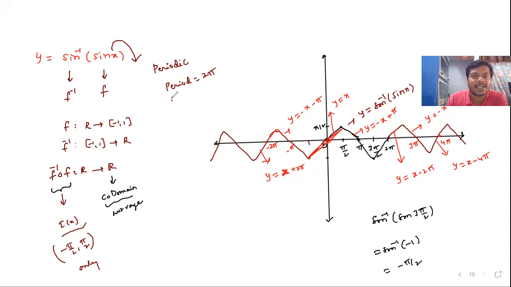And it is periodic clearly. Also it is an odd function. Why? Because the graph is symmetric about the origin. No, no, this is not an odd function. Yes, yes, sine inverse of sine x graph, right? No, this is not symmetric about the origin.